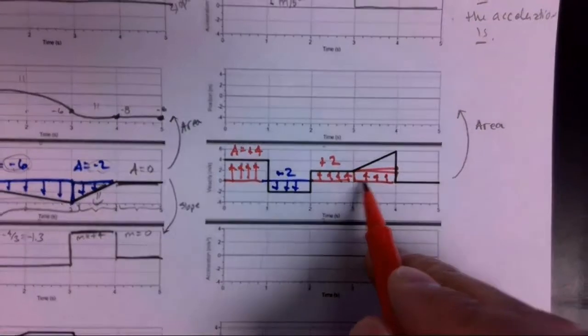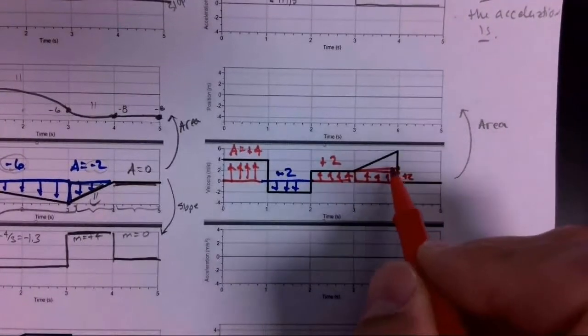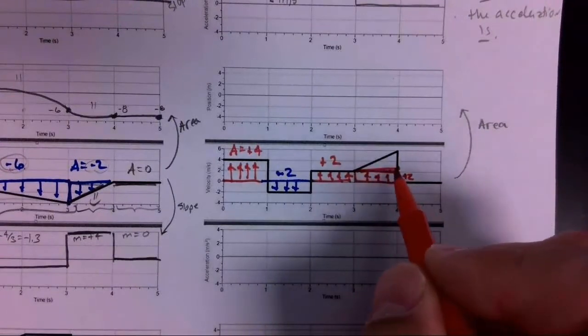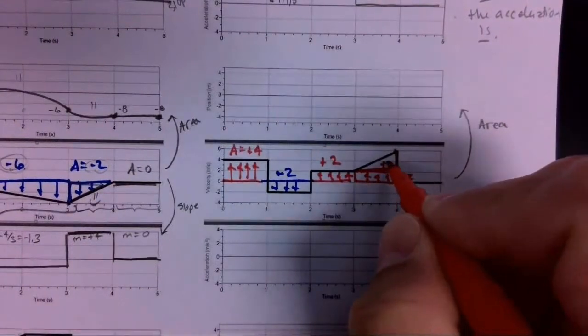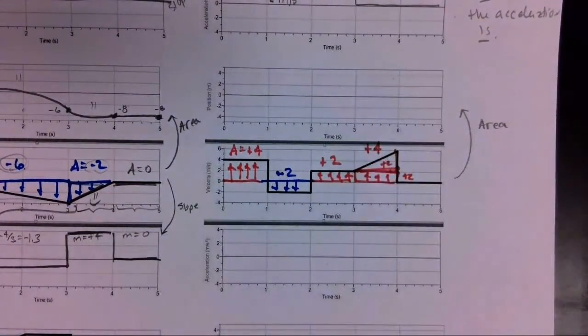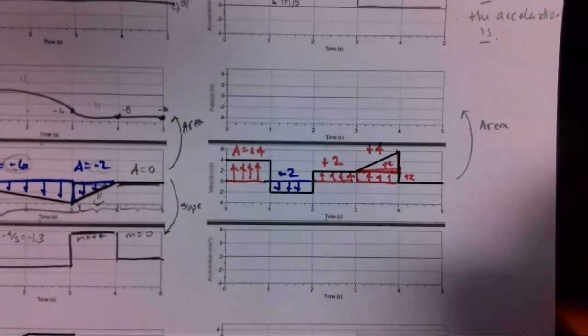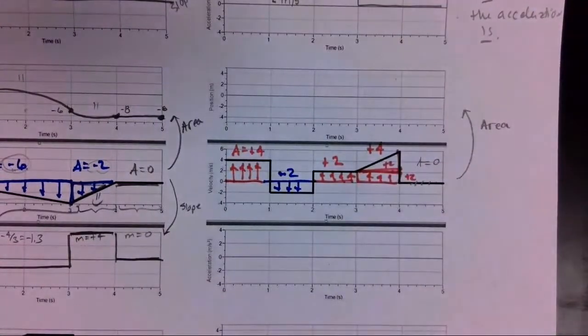So this rectangle is 2 times 1, so this rectangle is a +2. This triangle is 1 times 4. Half of that, that's also a +2. So this whole area is a +4. And then lastly, for my last bit, this area is equal to 0 because it's right on the axis.